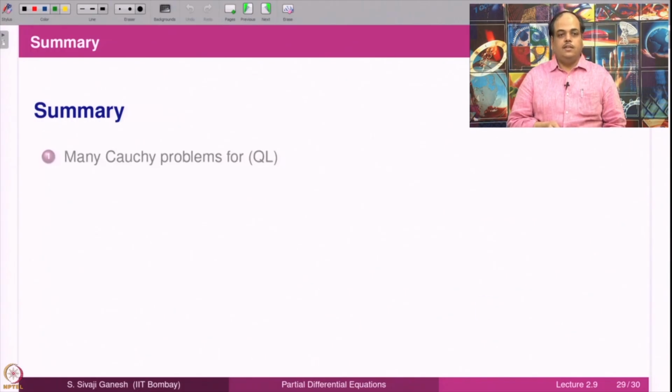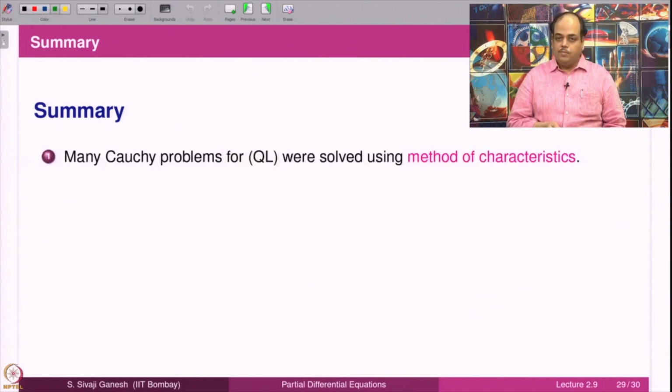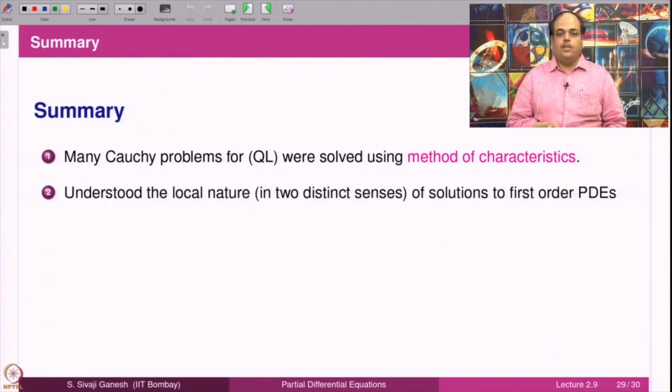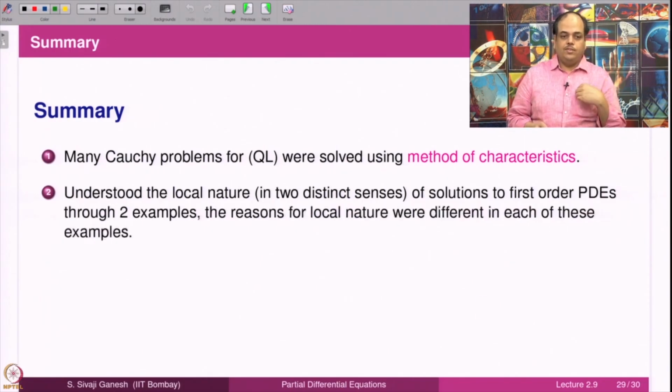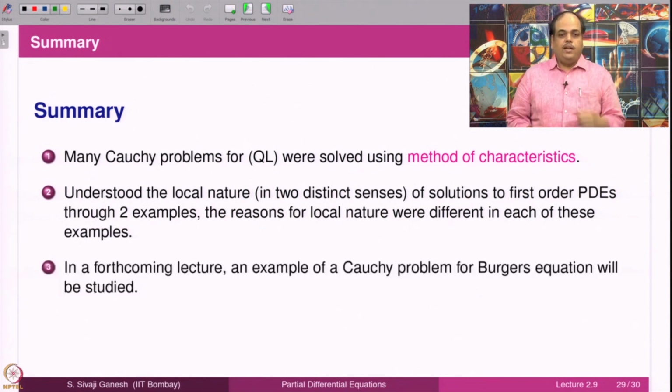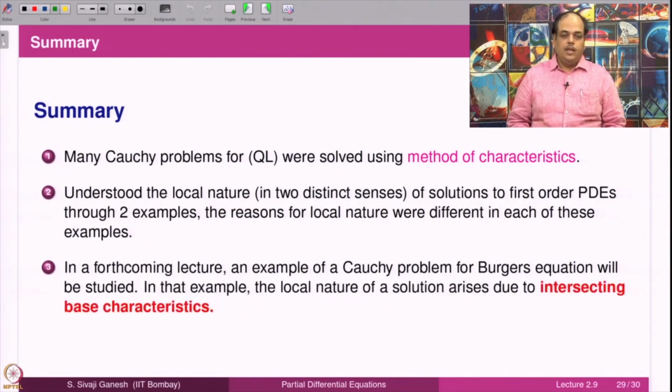So, let us summarize. Many Cauchy problems are solved using the method of characteristics. We understood the local nature of solutions to first order PDEs. This local nature can be in two different senses. One is with respect to the datum curve, another is with respect to the domain. Of course, through two examples we have understood, and the reasons were different in each of these examples. And in a forthcoming lecture, an example of a Cauchy problem for Burgers equation will be studied. In that example, the local nature of a solution arises due to intersecting base characteristics, that we will see in a forthcoming lecture.